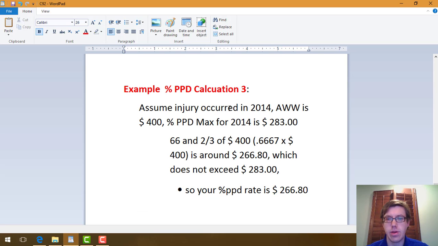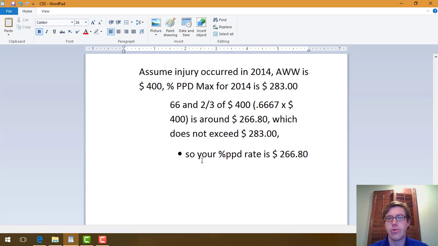So assume in this example that your injury occurred in 2014. Your AWW is 400, and again the PPD max for 2014 is $283.00. So I do 6 2/3 of 400, and I get $266.80, which does not exceed 283. So my rate is $266.80. Okay, so now we know how to determine our rate, and again, that's the tricky part.